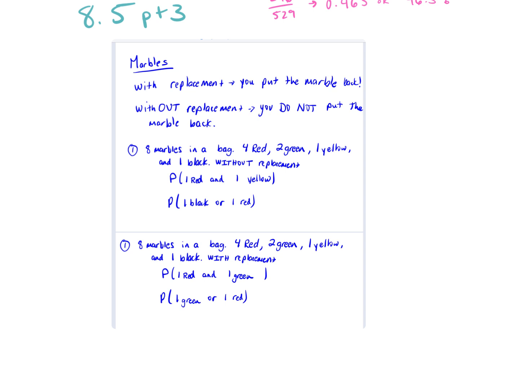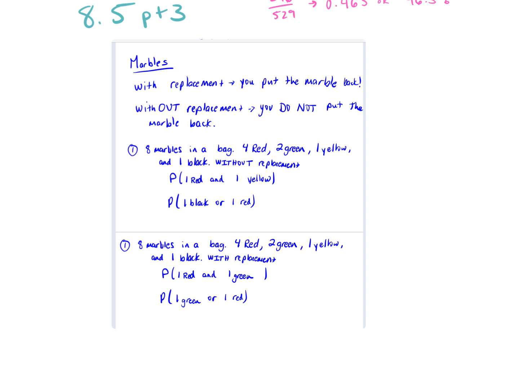So we're going to look at the marble questions at the end of the notes. It says with replacement. So that means we're putting the marble back in the bag that we're taking it out of. And without replacement is you do not put the marble back in the bag. So if I had, let's say, 10 marbles in a bag and I were to pick one, with replacement means that the next time I pick a marble, I'm putting that marble back in the bag.